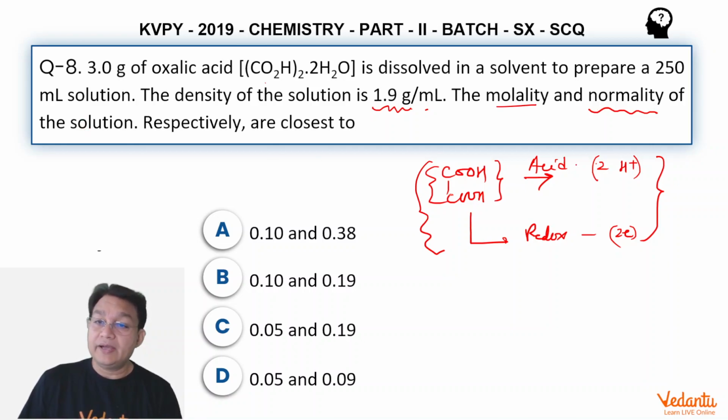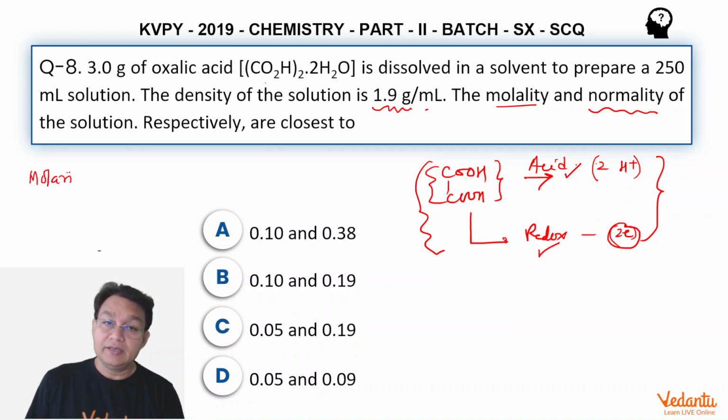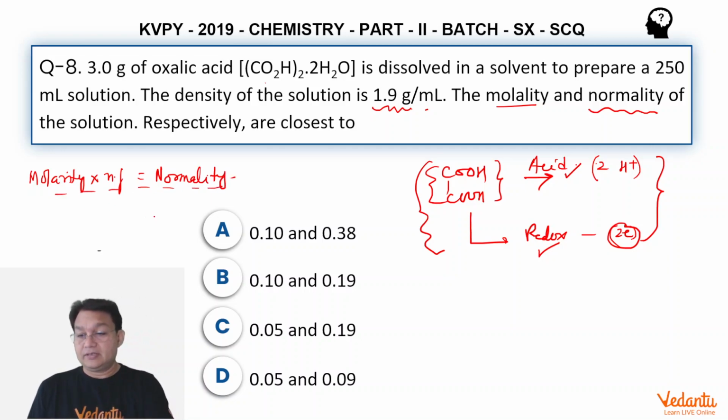Now, to get the normality, we need to know the N factor. For (COOH)2, whether it is acting as an acid or as a reducing agent, in both cases the N factor is equal to 2. So keeping that in mind, we can calculate the normality using the formula: molarity into N factor is equal to normality. So let us find out the molarity of this solution first.